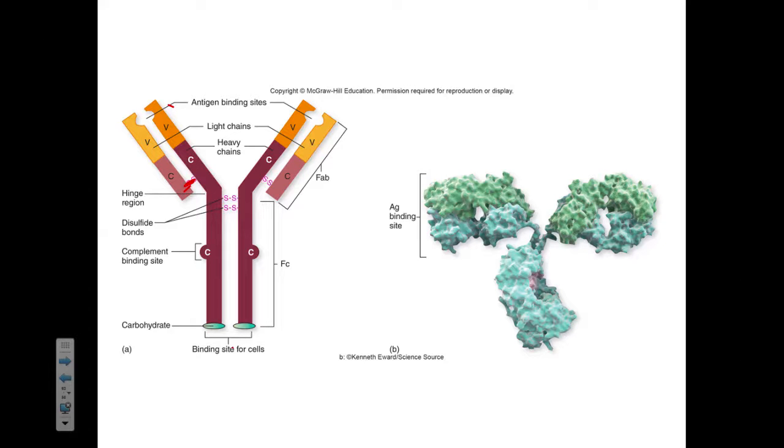The FC, the crystallizable region of our antibody, is going to be constant across the antibodies. This FC region is going to be the same regardless of what antigen can stick to the variable region of the antibody.